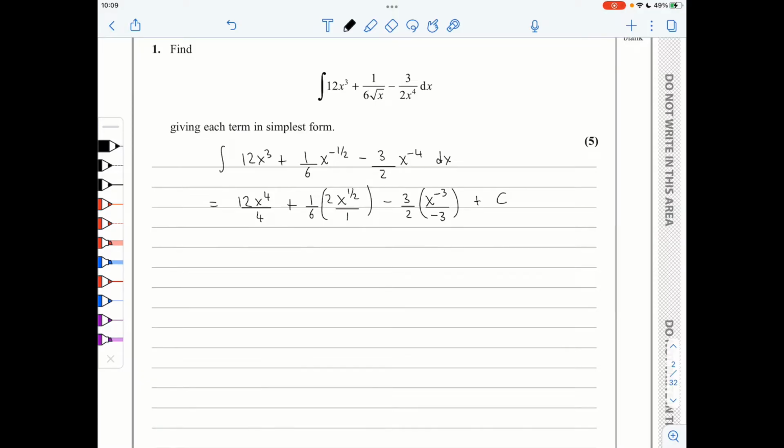We have simplifications here. The 12 with the 4 leaves me a 3, the 2 with the 6 leaves me a 3 in the denominator, the 3 with the 3. So to give each term in its simplest form, it has to be 3x to the power of 4 plus 1 over 3 x to the half plus 1 over 2 x to the minus 3 plus c. Do not forget the plus c, it's indefinite integration, so it needs to appear in your final answer.